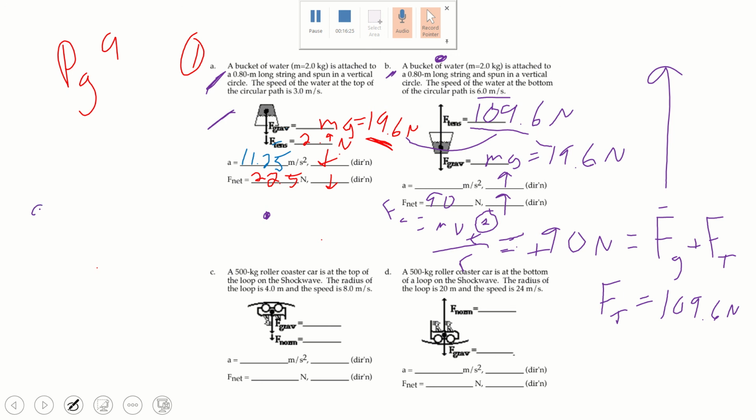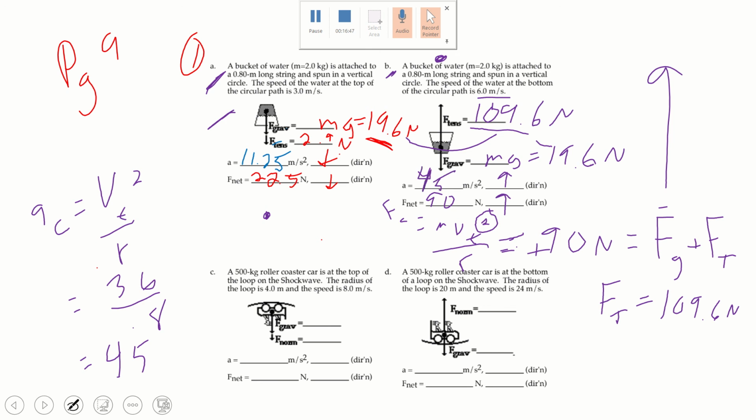And then lastly, we have to find the centripetal acceleration. Centripetal acceleration is Vt squared over r. Vt is 6, you square that, that's 36 divided by 0.8. 36 divided by 0.8 is 45 meters per second squared, which is really fast. That's like close to 5 Gs of acceleration.